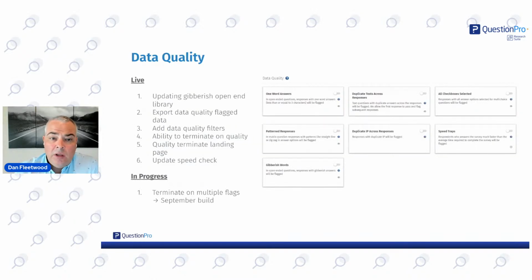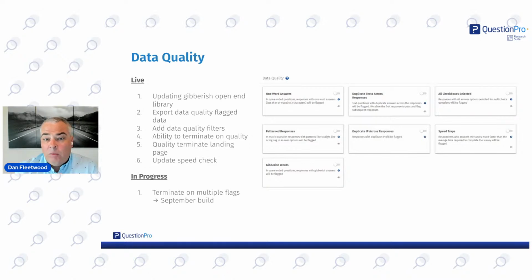So data quality, let's get a little more specific here in terms of what we mean when we say data quality and some of those different features and functionality that we released. So the data quality, updating gibberish open-end library. So we updated the library here to provide even more robust capabilities. The ability to export data quality flag data, export data that's quality flagged, and then also adding them to different filters so you can search by the different data quality tools that we have and different flags.